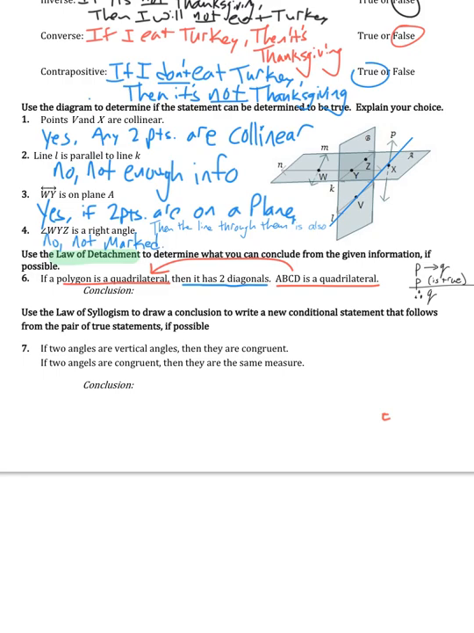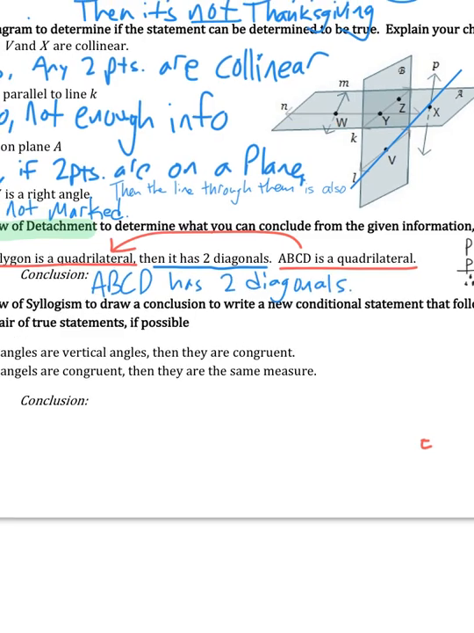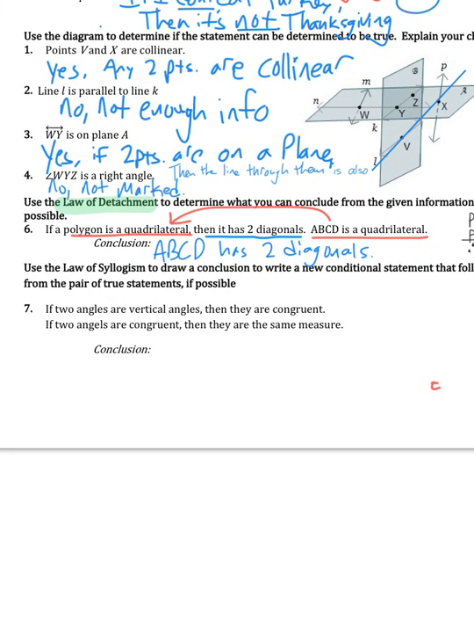That's the hypothesis. So we're told that the hypothesis is true, so the conclusion has to be true. The conclusion is that ABCD, that's the name of this polygon, has 2 diagonals. All right? So that if-then statement is kind of like a rule. So that tells us that whenever you have a quadrilateral, it has 2 diagonals. All right, great. The law of syllogism, that's our other law.